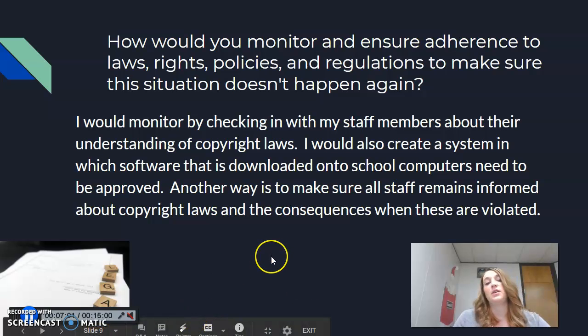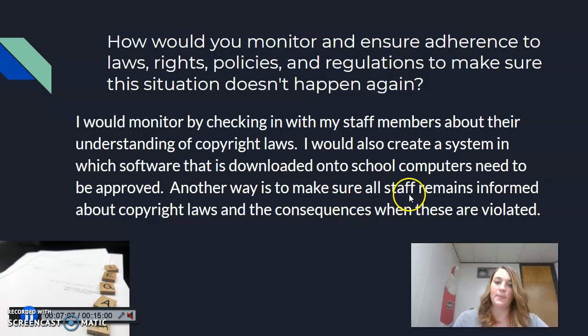And then make sure that your staff stays up to date with copyright laws. The better they're educated about it, the less likely they are to violate it.